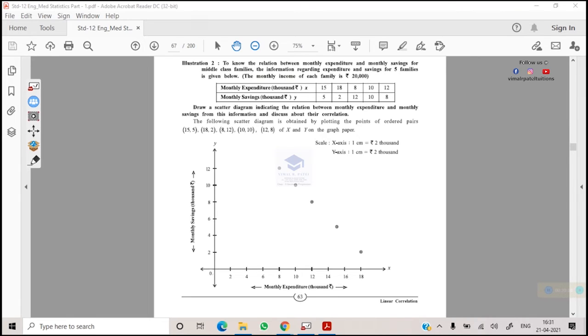By plotting all these values on graph paper, we will get this type of graph. So here also you will get all the values on the same line. So this is perfect negative correlation.